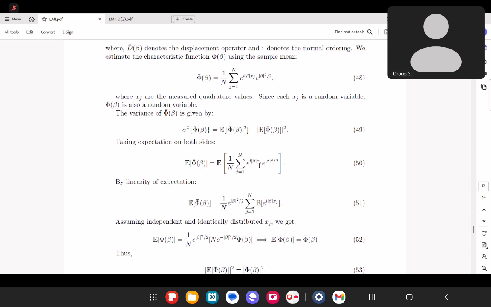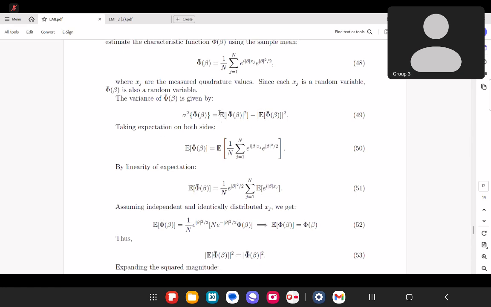Hello, I'm Pratham, and I'll explain the derivation of the error in the characteristic function. This is the estimate of the characteristic function that we calculate from the experiments that we measure. Once you do that, you have the estimated characteristic function. Now, for any quantity, the variance is defined by this formula, where E is the expectation value. Suppose phi of beta is y; the variance of y is the expectation of y square minus the expectation of y whole square.